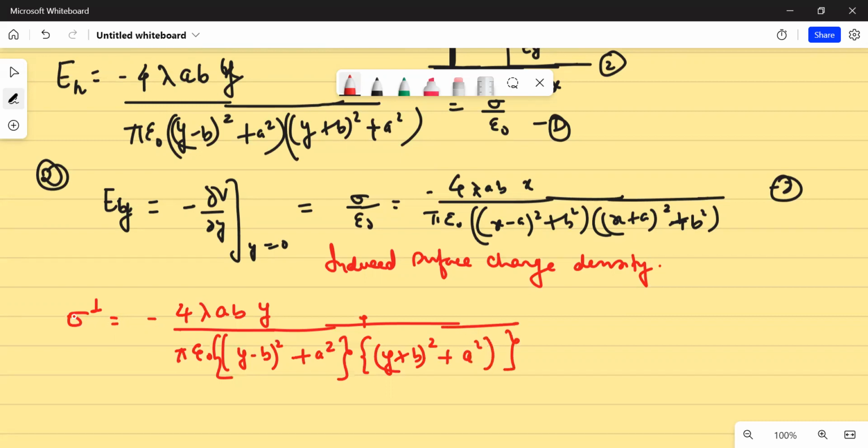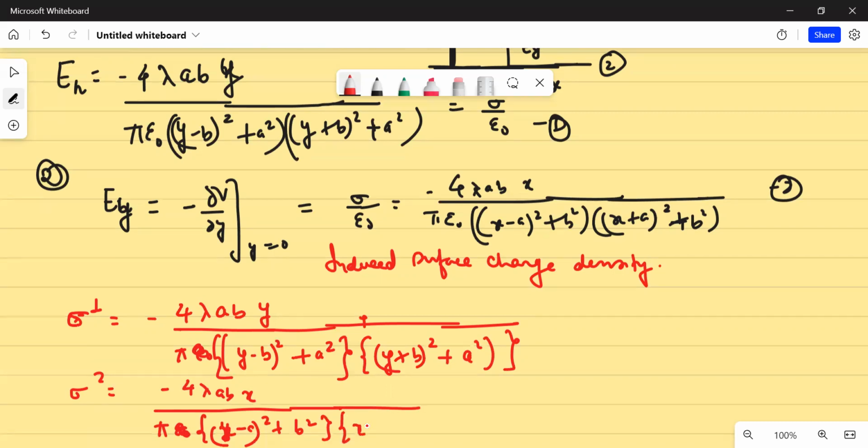So this is your surface charge density on 1, and what will be the induced surface charge density on 2? It will be minus 4 lambda AB x divided by pi epsilon naught. And this 2 is not a square, understand the point. So this epsilon naught will go; I'm not writing it. This will be x minus a whole square plus b square, and then x plus a whole square plus b square. Is that clear? Did this make sense?